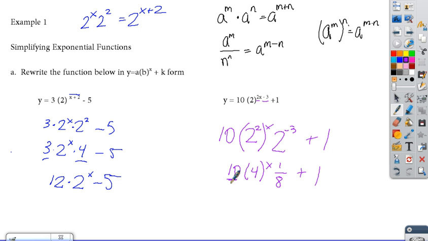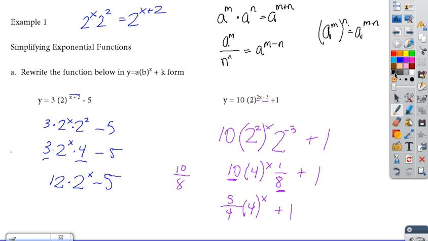Now I can combine the 10 and the 1/8. Okay, so 10 times 1/8 is 10/8, right? But I don't want to leave it like that. I'm going to simplify it to 5/4. So I end up with 5/4 times 4 to the x, plus 1.